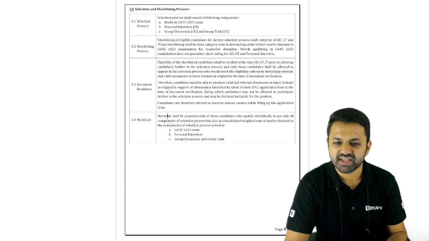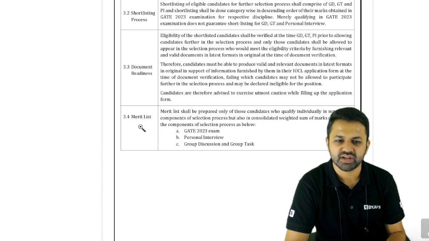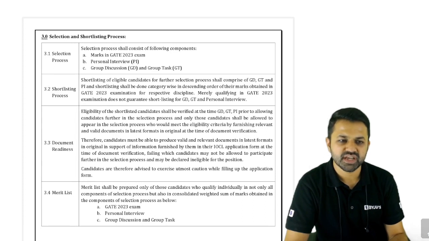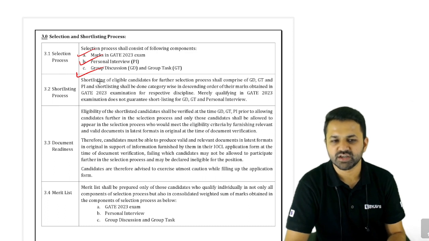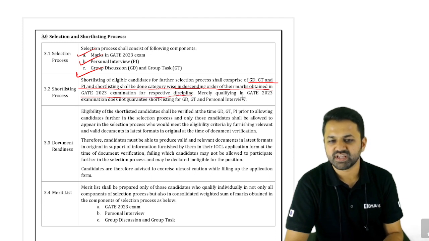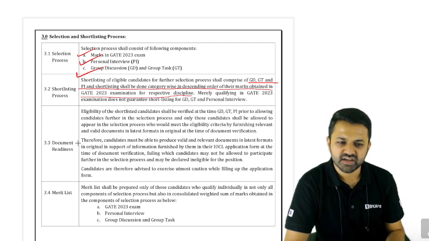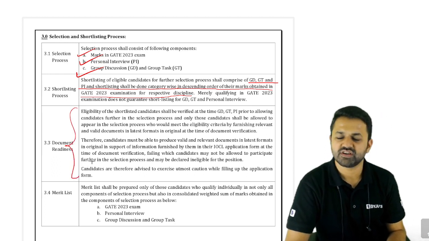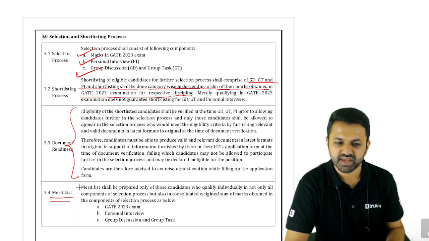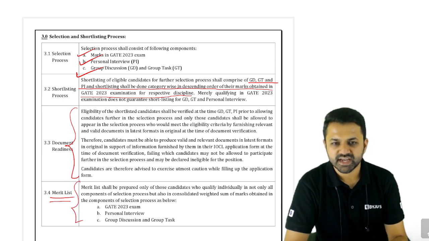The merit list, this is an important thing, the selection will be based on these three things: marks in GATE 23, personal interview, and GD and GT, group task and group discussion. Shortlisting of the eligible candidates for the further selection process shall comprise GD, GT and PI, and shortlisting shall be done category wise in the descending order of their marks obtained in GATE 23 for the respective discipline. And this will cover your document readiness, what are the documents you should have, and then the merit list will be there according to all these three, right?